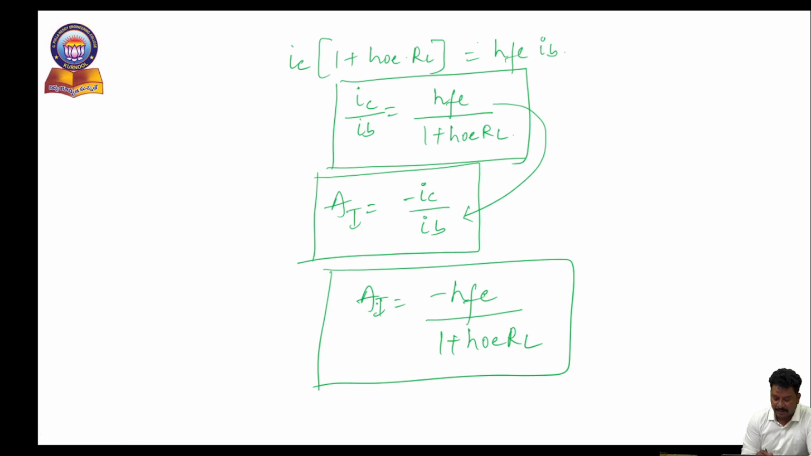So finally I am considering AI is equal to minus HFE by 1 plus HOE into RL. Here AI is the parameter of the amplifier, and I am representing it with respect to the H parameter. This is what we have to analyze: if you don't know HFE and HOE, it's very difficult for us to find out the current gain of the amplifier.